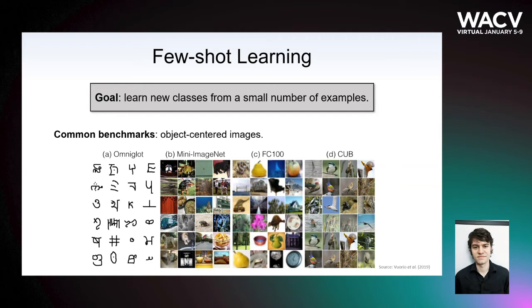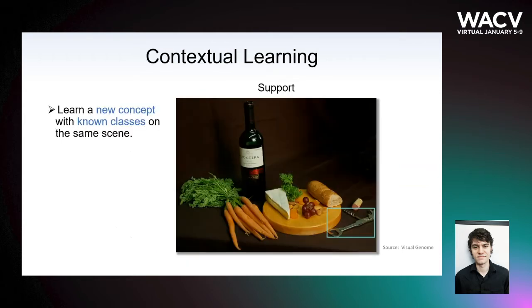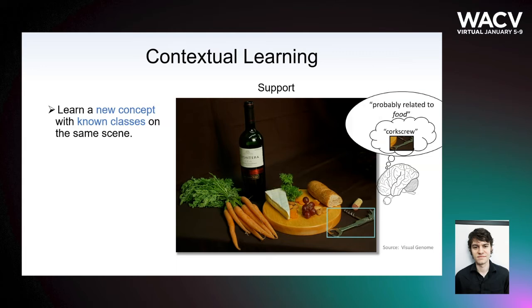And those are important. It has been shown that it is generally easier for humans to learn a new concept when the learning process happens in context. For instance, suppose that I want to teach you that this object that you don't know yet is a corkscrew. To learn this new label, your brain will not only memorize the appearance of the object, but also encode the other objects that you already know in the scene, like the bottle of wine and other items related to food.